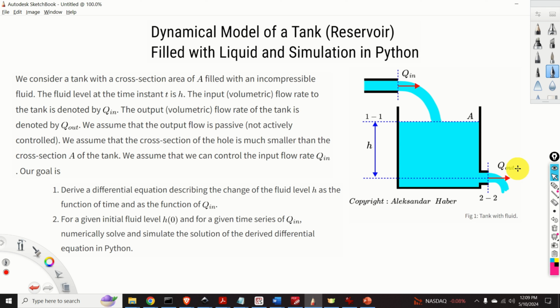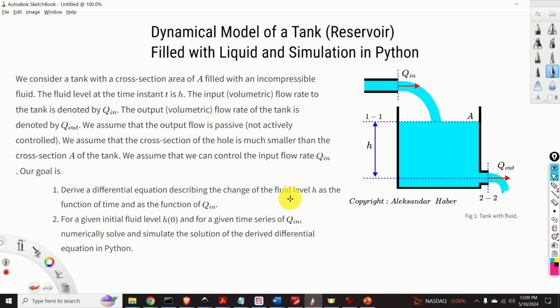We assume that the output flow rate is passive. That is, we assume that this output flow rate Q_out is not actively controlled. We assume that the cross-section area of this hole is much smaller than the cross-section area A of the tank. Also, we assume that we can control the input flow rate Q_in.